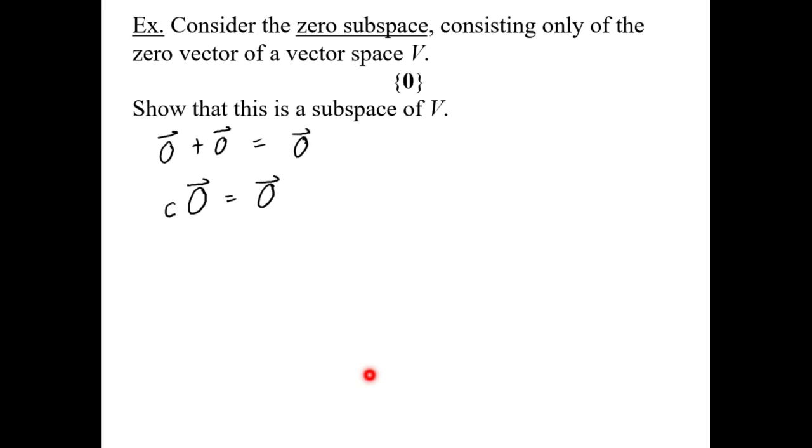So it's closed under scalar multiplication. Is the zero vector in there? Of course it is, because it's the only element. So it is possible to have a subspace that only has 1 element. We just have to make sure that that 1 element is the zero vector.